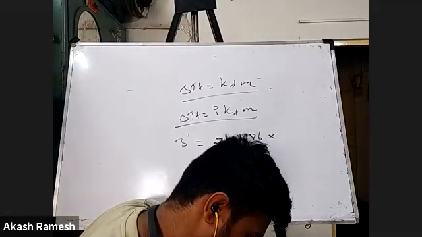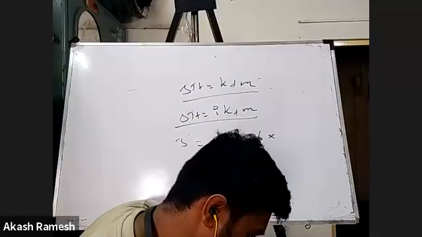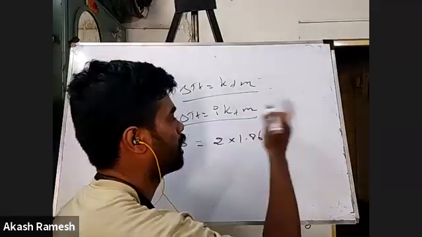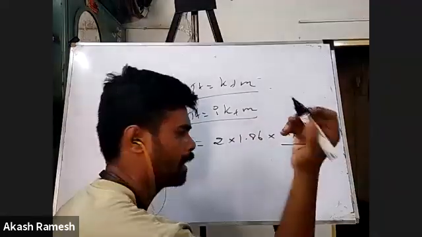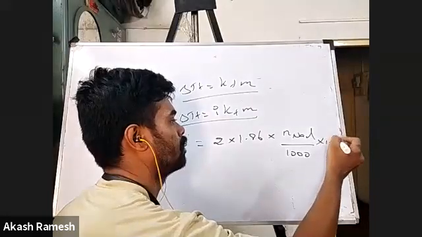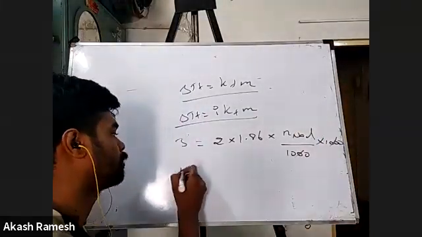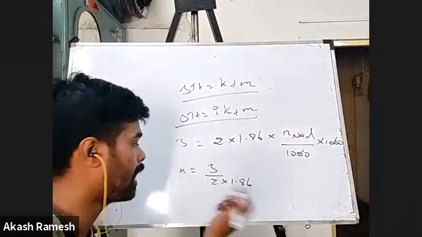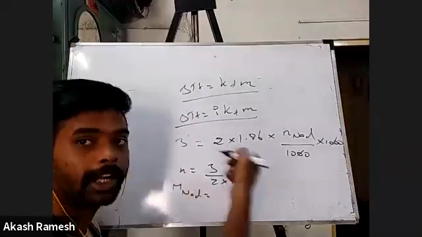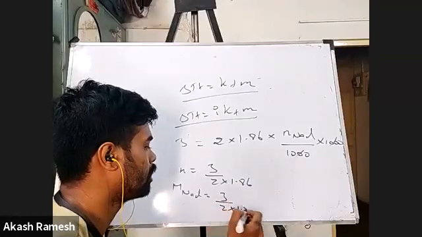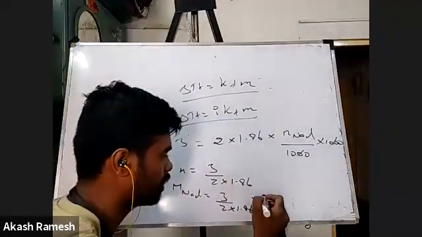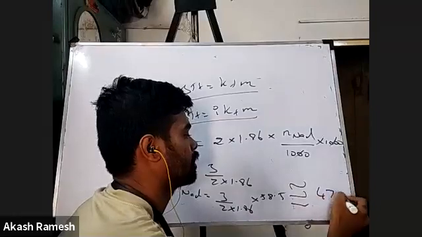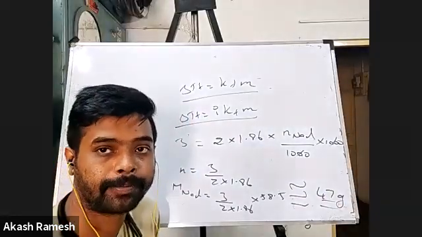Calculate the amount of sodium chloride which was added to 1 kilogram of water. Wonderful, right? So 1 kilogram of water is already given. So how will I calculate molality? Number of moles of NaCl divided by the 1000 grams of water into 1000. So I can calculate the number of moles. The number of moles would be 3 divided by 2 into 1.86. This is the number of moles of NaCl, but I have to calculate the mass. So mass of NaCl would be this into the molecular mass. Molecular mass of NaCl is 58.5. So you should be getting the approximate answer as 47 grams if you calculate properly.